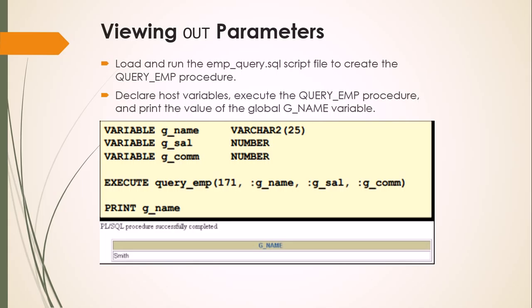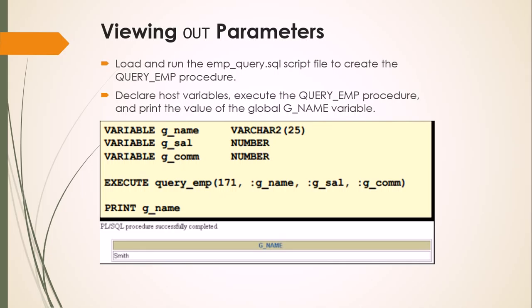Viewing the OUT parameter: load and run the emp query.sql script file to create the query emp procedure. Declare a host variable, execute the query emp procedure, and print the value of the global keyname variable.